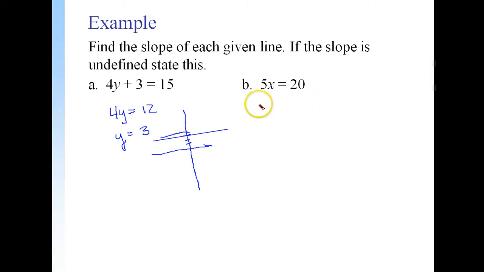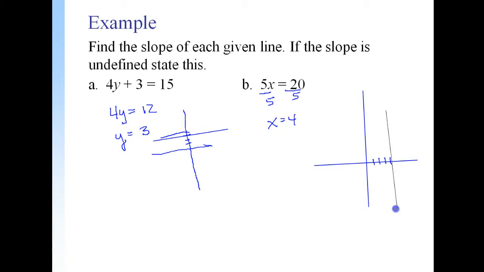Now for this one, we're going to solve for x by dividing both sides by 5. We get x equals 4. And let me make a nice graph for you guys here. And it's going to be a vertical line going through 4. 1, 2, 3, 4. And when you do it in MATLAB, you just click here and then any other place. And the slope of this vertical line is undefined.